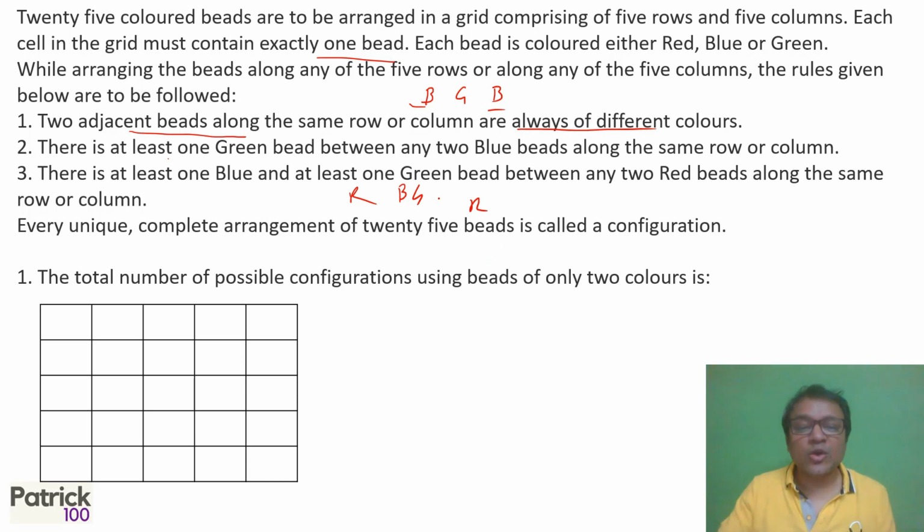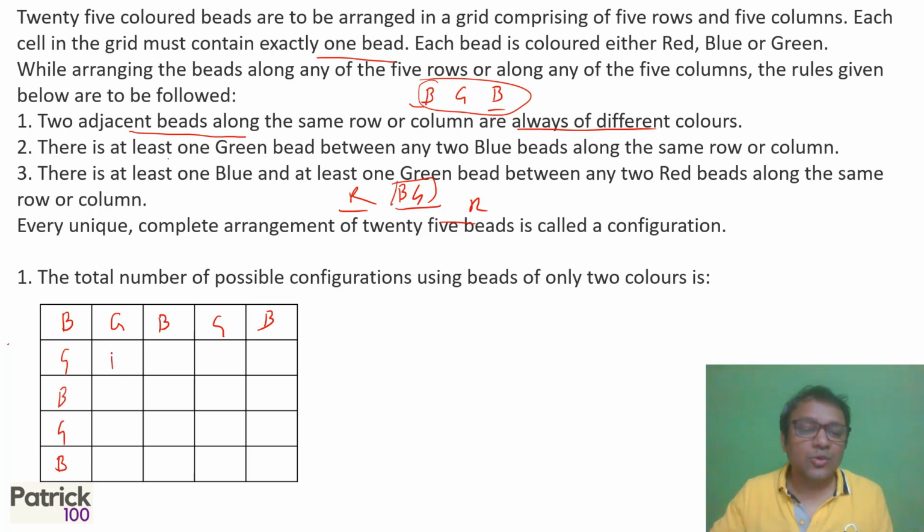What is the total number of possible configurations using beads of only two colors? Now, if I'm using two colors, I can't use red because between two reds, I need both blue and green. So I can use the blue and green combination. If I start with one color, let's say blue, automatically the next will be green, the next will be blue, because two adjacent can't be of the same color, and so on. So blue, green, blue, green, and so on.